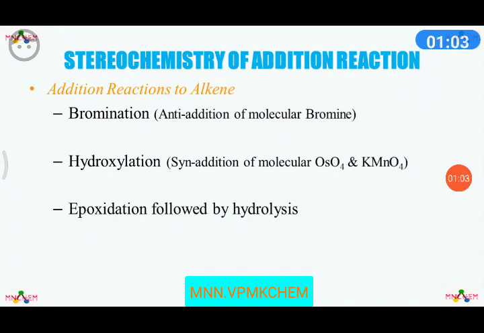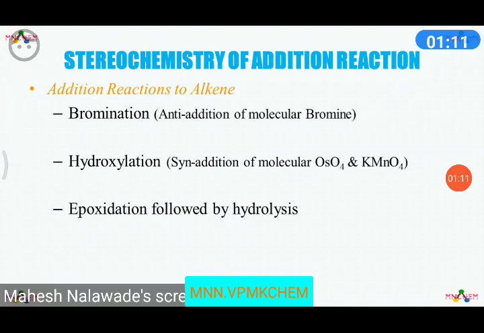In syn hydroxylation and epoxidation followed by hydrolysis, the product which we will get will be the 1,2-diol or vicinal diols, whereas bromination will give us a vicinal dibromide as the product. So let's start discussion about these three reactions one by one.